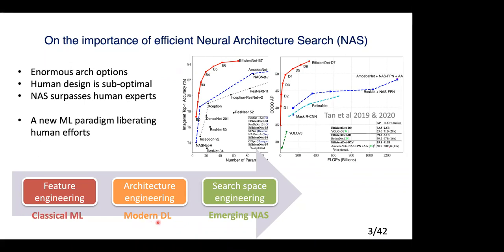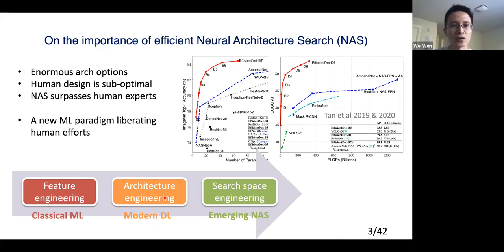If modern deep learning shifted human effort from feature engineering to architecture engineering, then the emerging neural architecture search is shifting human effort from architecture engineering to simple search space engineering. We just design a search space and let the NAS method design the model for us. NAS is a good approach to liberate human effort. However, NAS is still pretty slow in terms of the computation cost of the machines. So I'll introduce one of my research works to make NAS faster.